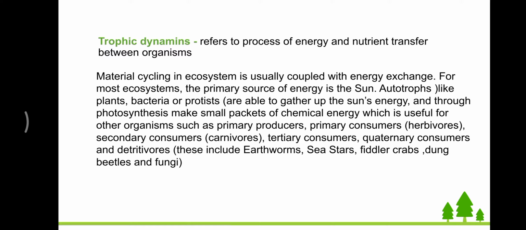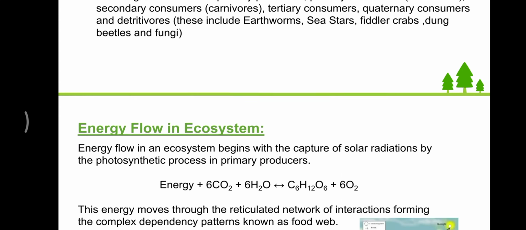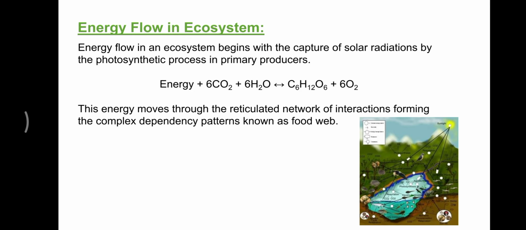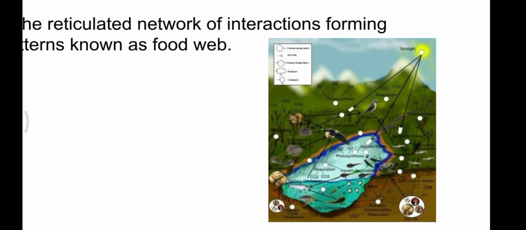Energy flow in an ecosystem. Energy flow in an ecosystem begins with the capture of solar radiation by the photosynthetic process in primary producers. This energy moves through the reticulated network of interactions, forming the complex dependency pattern known as the food web. I have also attached a picture here where you can see all the energy exchange happening.